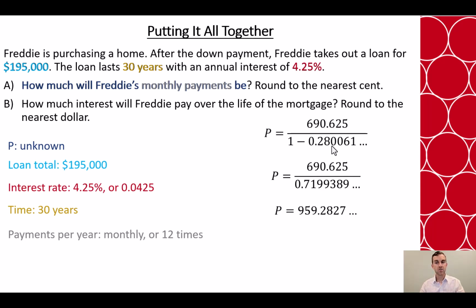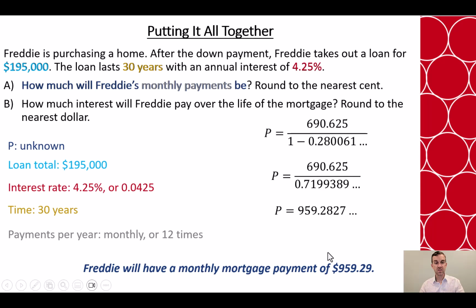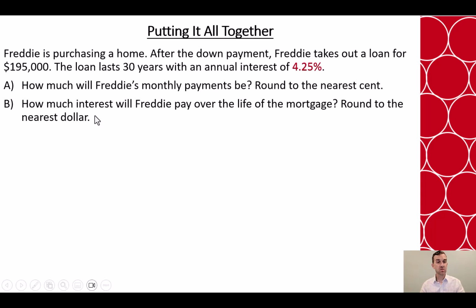Now we're going to round to our hundredth place. So 2 decimal places here for the nearest cent. That'll give us that Freddie is making a monthly mortgage payment of $959.29. So let's go to the second piece, which is how much interest will Freddie pay over the life of the mortgage? And we're going to round this one to the nearest dollar.